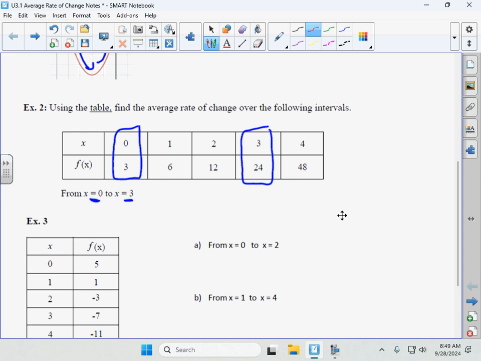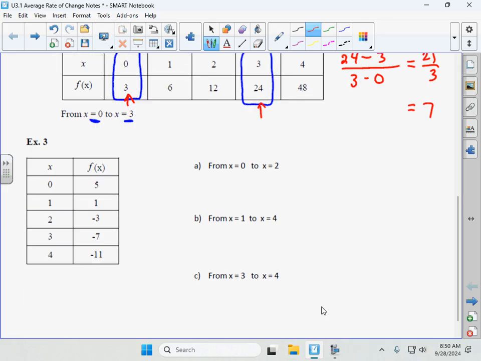So this would be 24 minus 3. These are the y's, 24 and 3, over the x's, 3 minus 0. And then we'd simplify that. That's 21 over 3, and that would simplify to 7. All right, so let's do each of these.